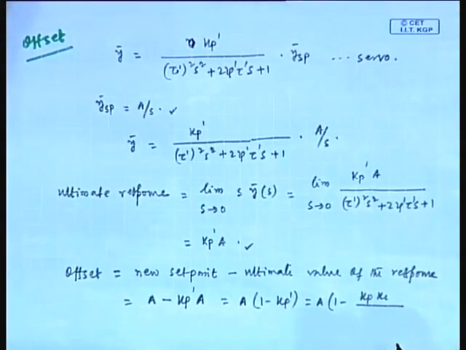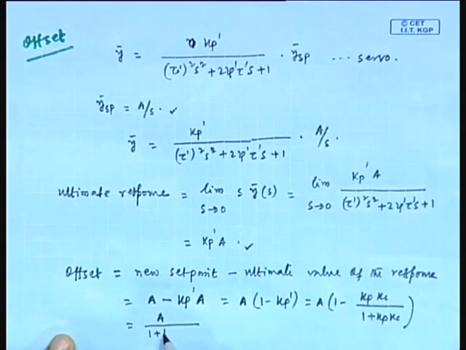What is the expression of Kp prime? Kp prime is Kp Kc divided by 1 plus Kp Kc. So, the offset becomes a divided by 1 plus Kp Kc. Fine. This is the offset.